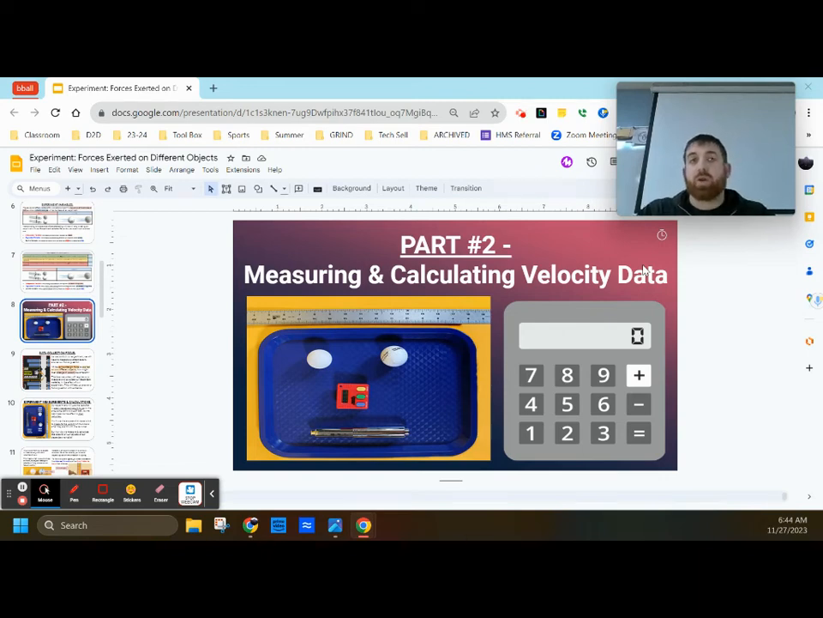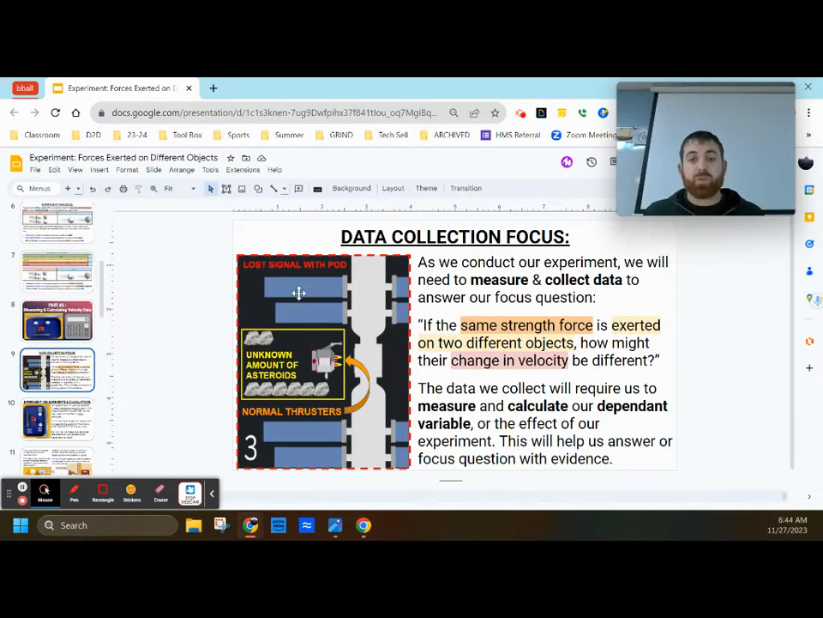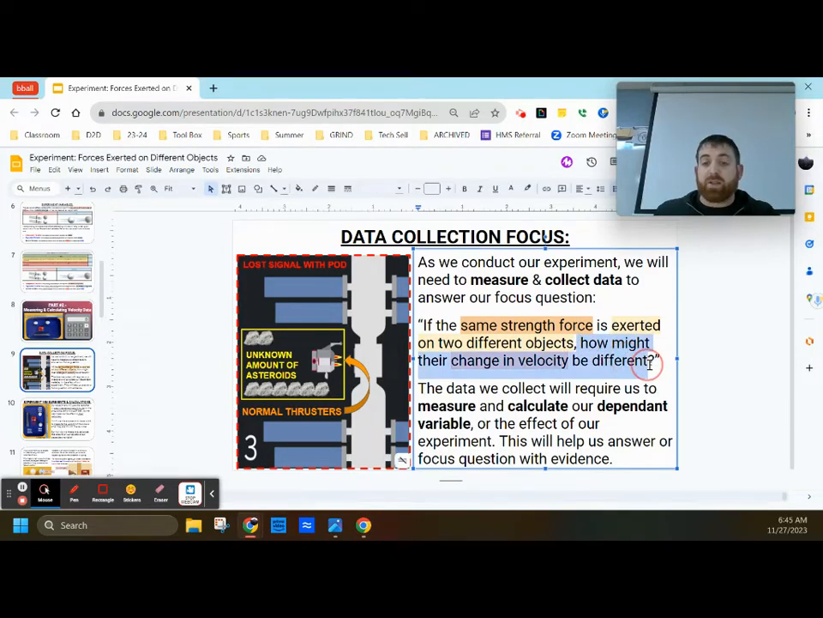And now that we've broken down what our experiment's all about, looking at the variables and such, we're going to now look at how we're going to be measuring and calculating velocity data. So we know when it comes to our experiment that within it, we'll need to measure and collect data that's going to answer the focus question. If the same strength force is exerted on two different objects, how might their change in velocity be different?